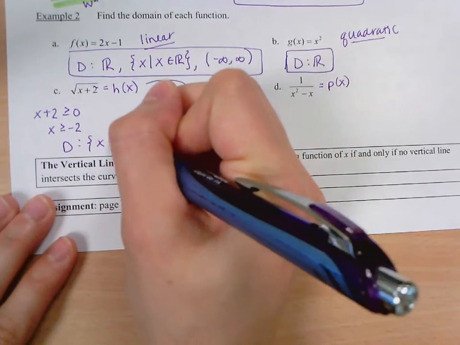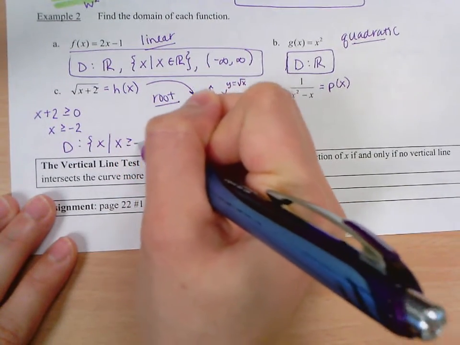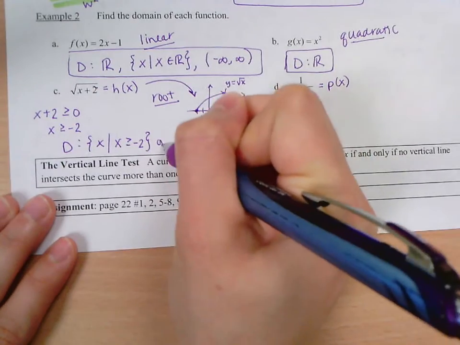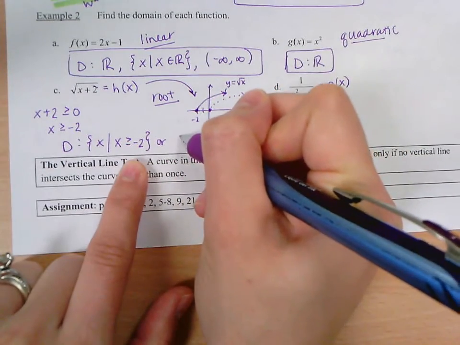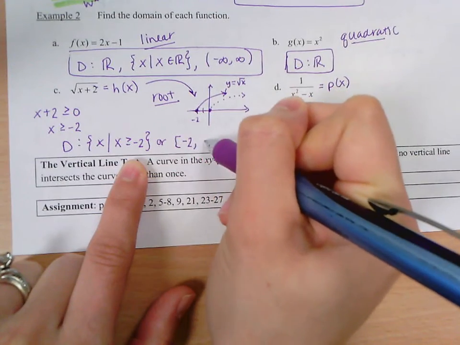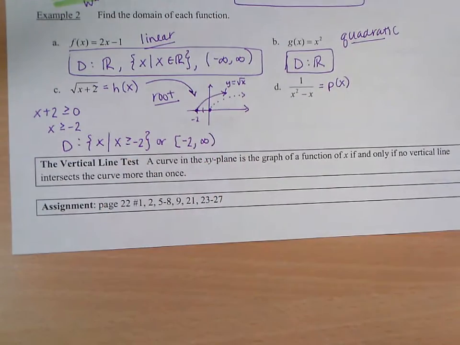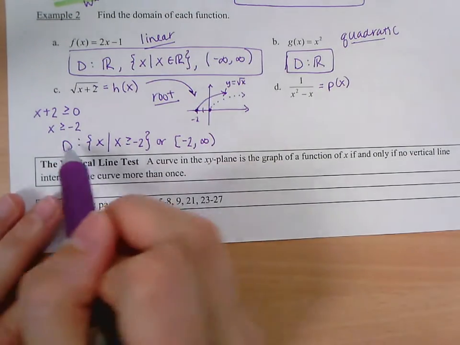So x such that x is greater than or equal to negative 2. Or you could write that in interval notation. The negative 2 is included, so it would have a bracket. Negative 2 to infinity. Infinity always has parentheses with it. It's not included.